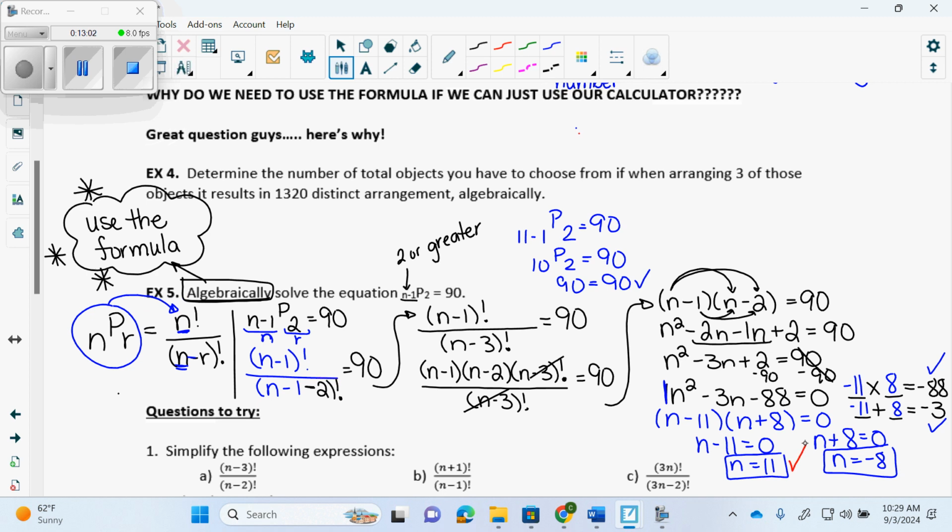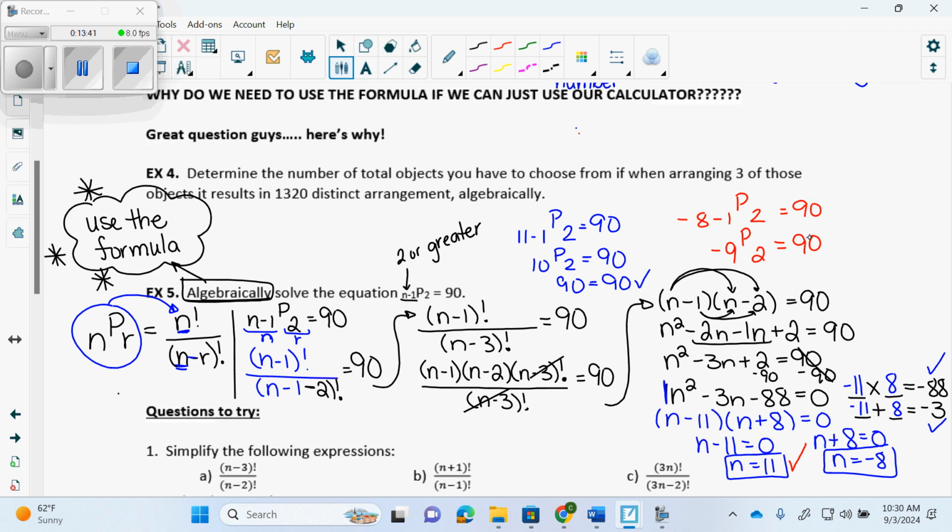Now I'm going to check negative 8. I get negative 8 minus 1 P2. So I have equals 90. Then I have negative 9 objects. I'm going to pick 2 and arrange them. Does that even make sense? I have negative 9 objects. P means I arrange them. So I have negative 9 objects. I'm going to arrange 2 of them. Does that make any sense in your brain? No. Your N and your R can't be negative. You can't have negative objects and pick something. You can either have objects or not, right? So this doesn't even make sense. If you bring it to your calculator, it's going to get mad at you.